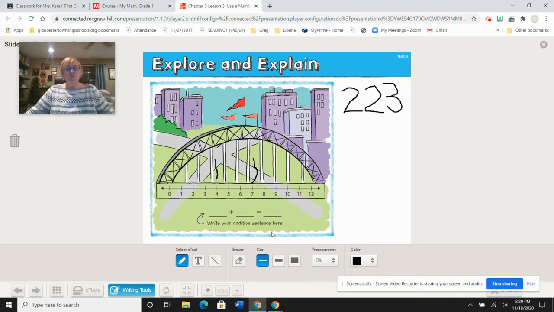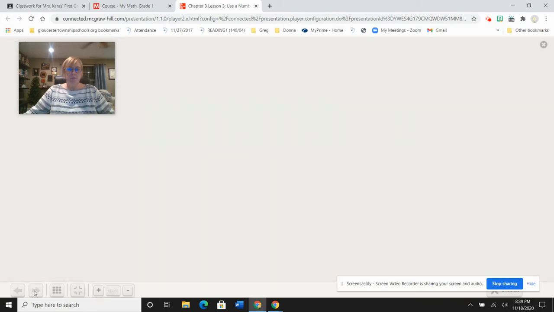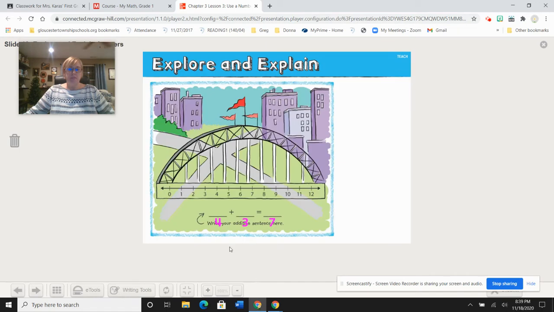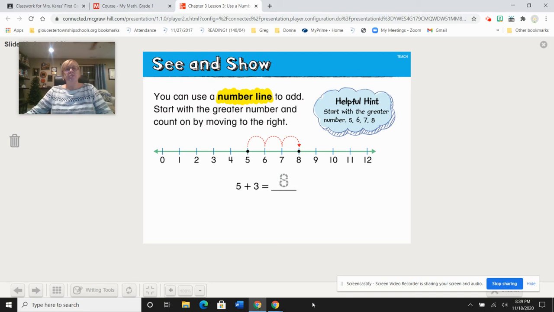Now they would like us to write the addition number sentence. Okay, so the first number we know was the 4 because that's where the car stopped. It drove 3 more spaces. So the sum right here is 7, where the car stopped. Okay? All right, so let's continue. There it is right there. 4 plus 3 equals 7. All right, turn your page to the See and Show.